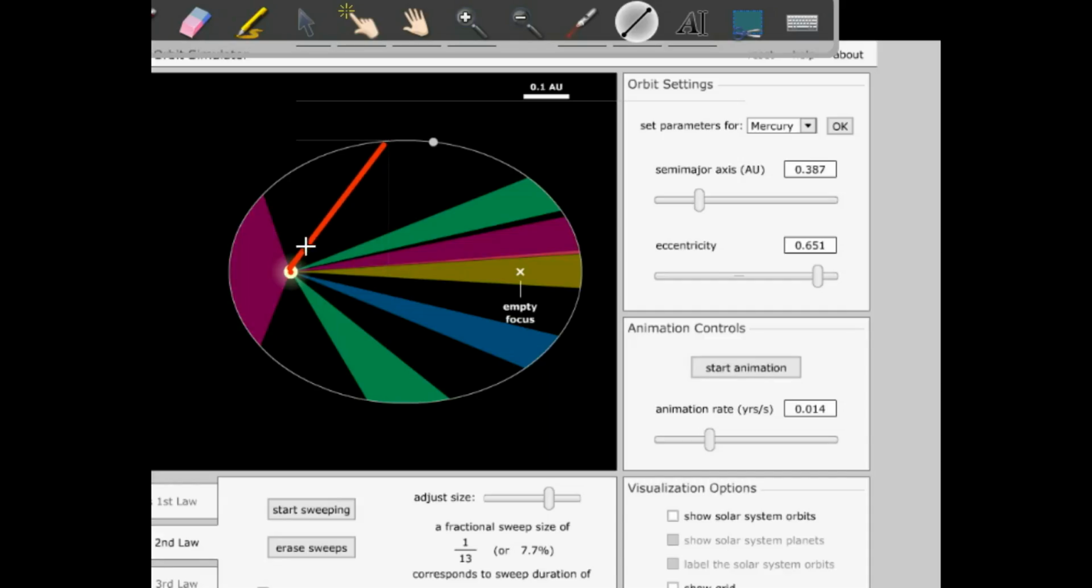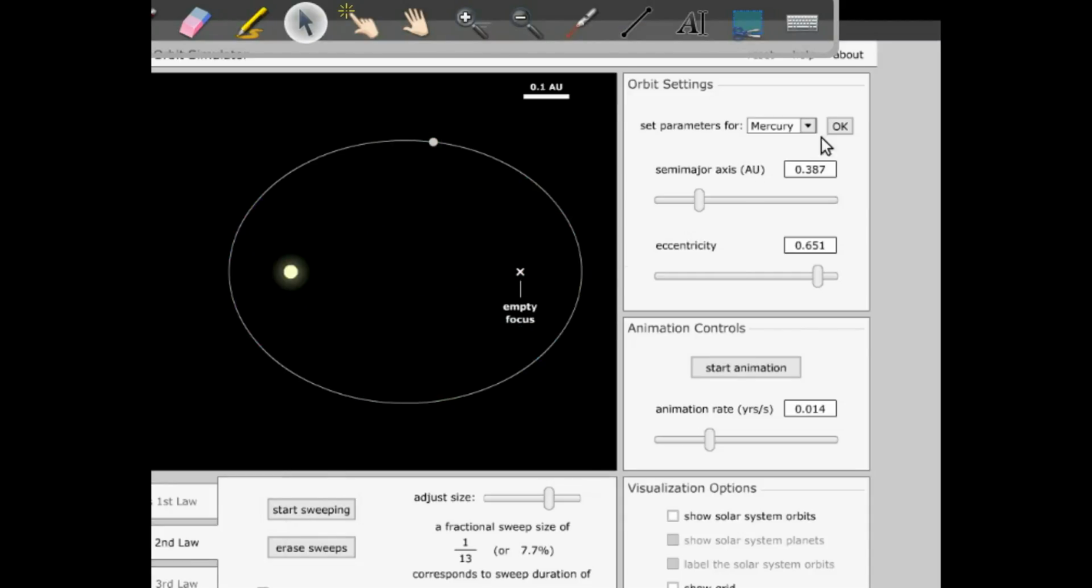An imaginary line drawn from the planet to the Sun sweeps equal areas in equal intervals of time. This is what the second law says. The meaning of the second law is when the planet is nearer to the Sun, it moves faster. When it is further away, it moves slower.